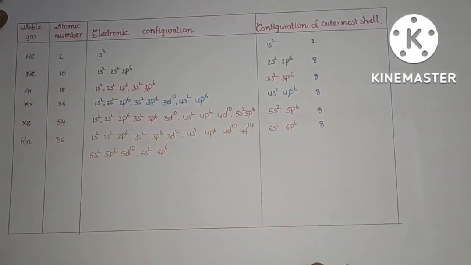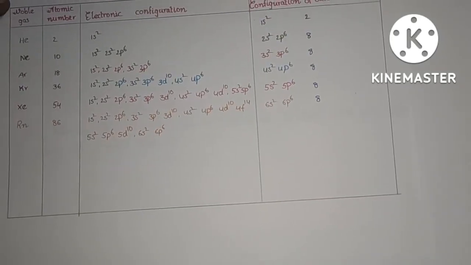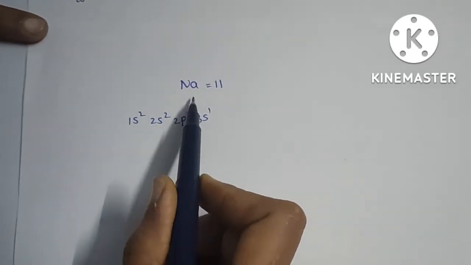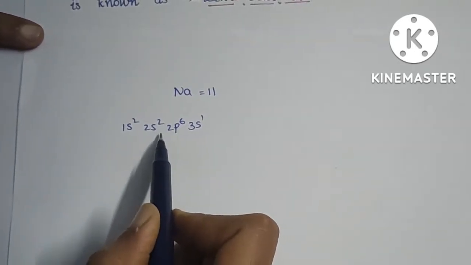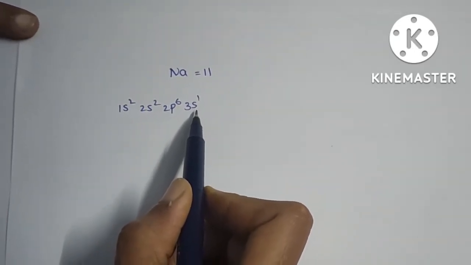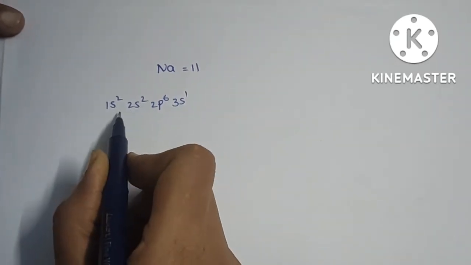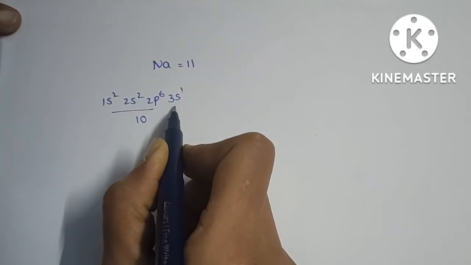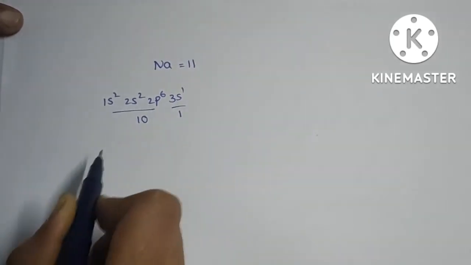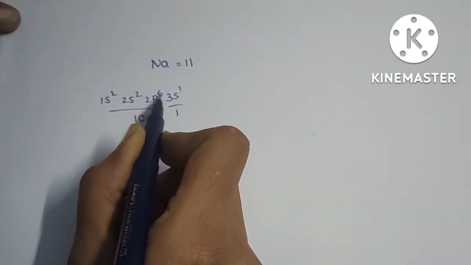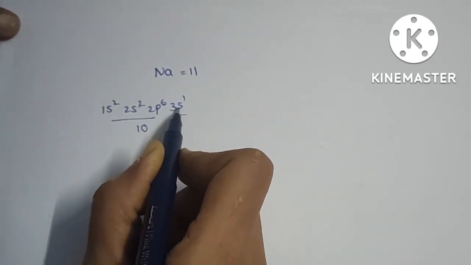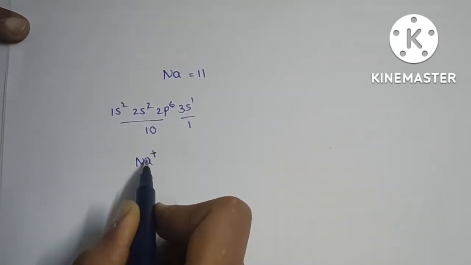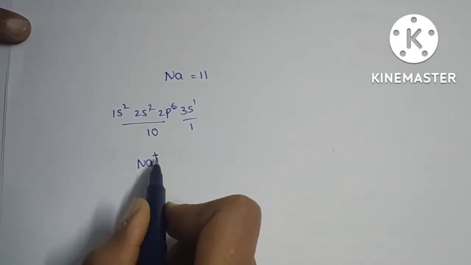I can explain this by taking an example. Sodium's atomic number is 11. The electronic configuration of sodium is 1s2, 2s2, 2p6, 3s1. The number of core electrons is 10 here. The number of valence electrons is only 1. Here, to attain 8 electrons in the outermost shell, sodium can lose 1 electron. By losing 1 electron, it can form the cation, Na+.